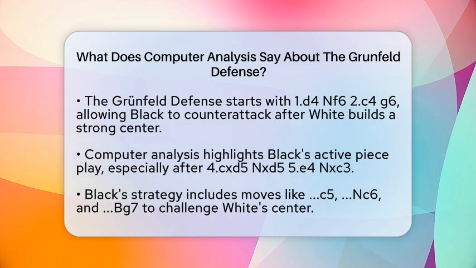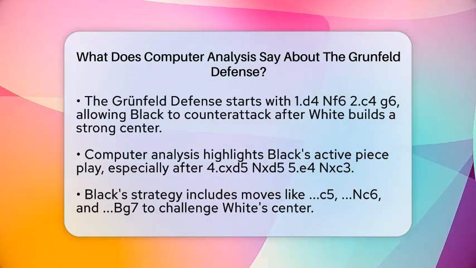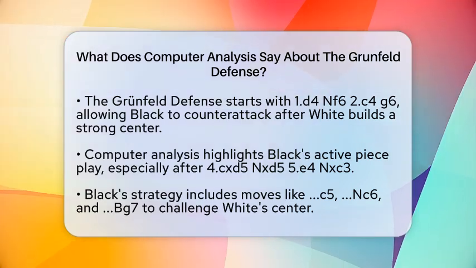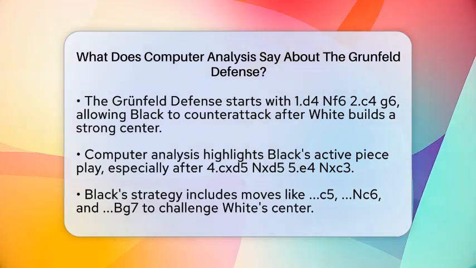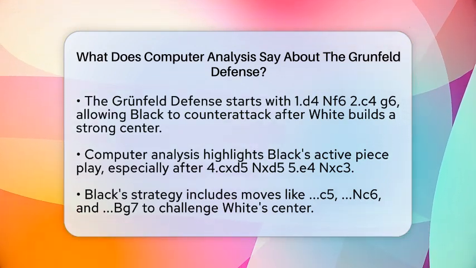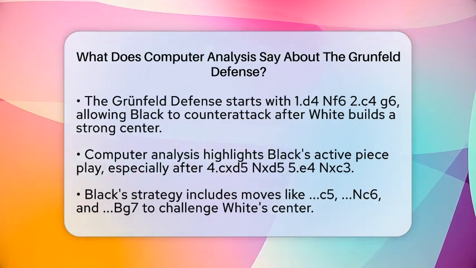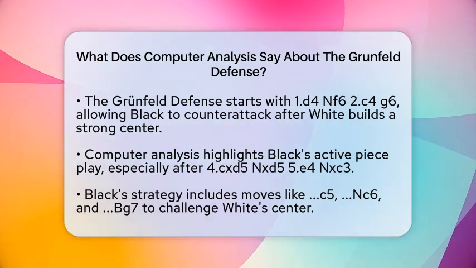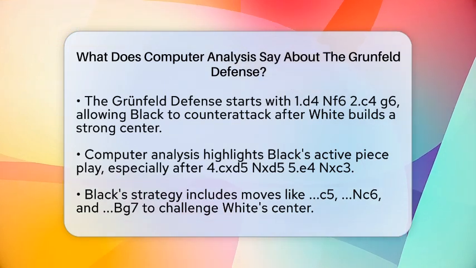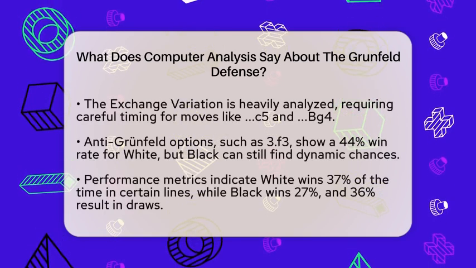Let's break down what computer analysis reveals about this dynamic opening. First off, computer engines highlight the active piece play for black. After the moves 4. cxd5 Nxd5 5. e4 Nxc3, black's strategy involves playing c5, Nc6, and Bg7. This puts pressure on white's center and keeps the game balanced, provided black challenges the pawn on d4 effectively.